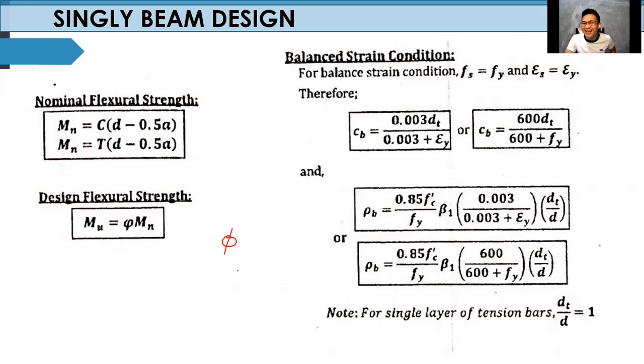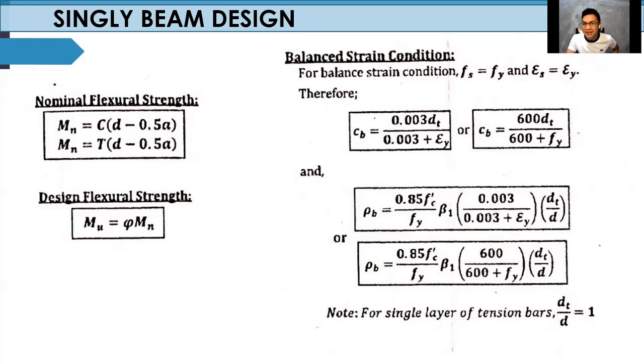Is this C or rho? Yes, this is C. Okay. So, nalilito ako sa mga Greek na mga symbols, no? Anyway, so, next one, if, paano pag sinabi ng ating problem na balance strain condition?